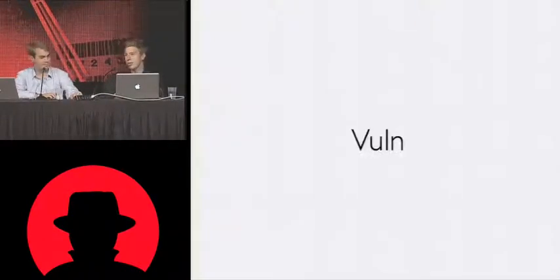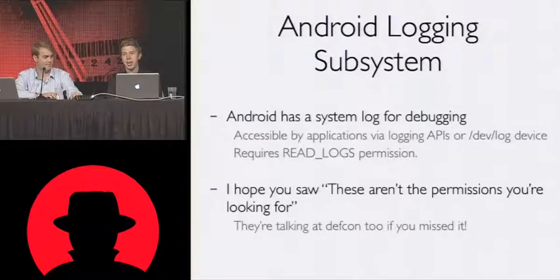In the beginning, there was Vuln. As some of you may know if you were here for Anthony, David, and Tim's talk on "These aren't the permissions you're looking for," Android has a logging subsystem. It's much like other logging systems. It's accessible via logging APIs or via the device, and it requires permissions by an application to access it. Most applications use it as a typical debugging system, but there are vulnerabilities that can happen when applications put sensitive information into the logging subsystem and other things can pull it out.